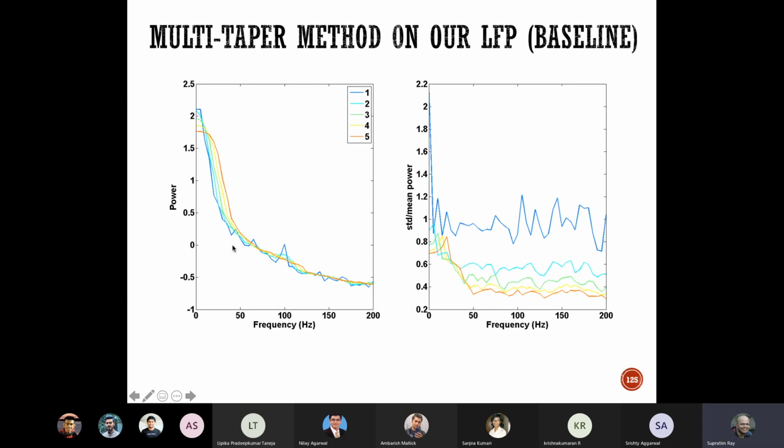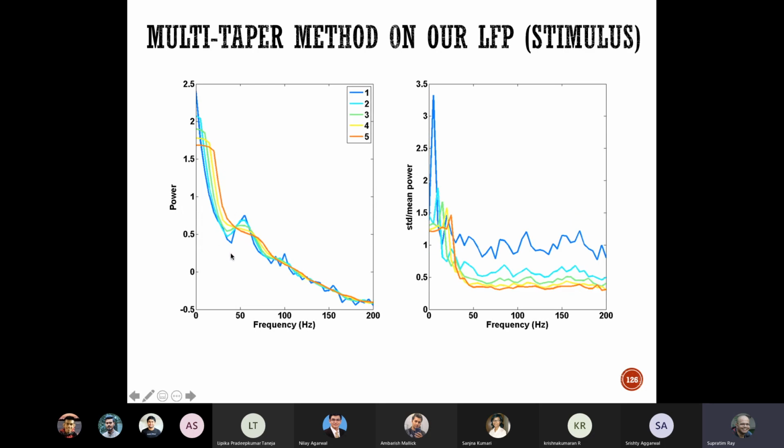So you get a more and more smooth estimate, which has a much higher reliability, or much lower variability. And you can choose how much smoothing you want to do. So you are sacrificing your frequency resolution in order to make your estimate much more reliable.